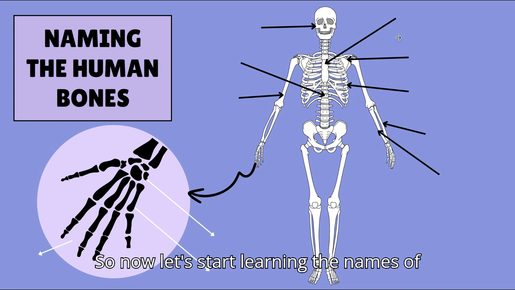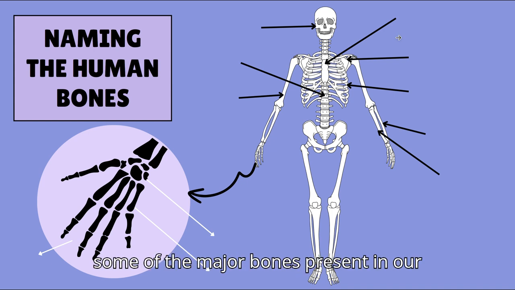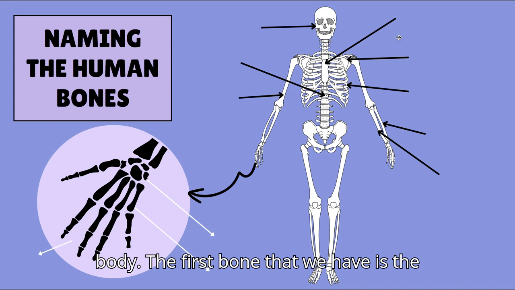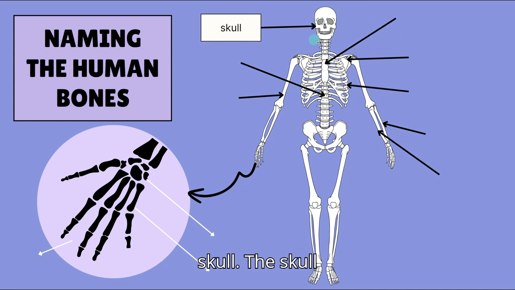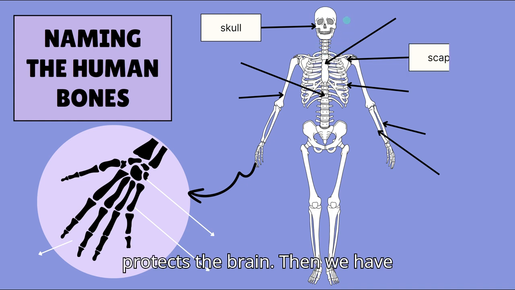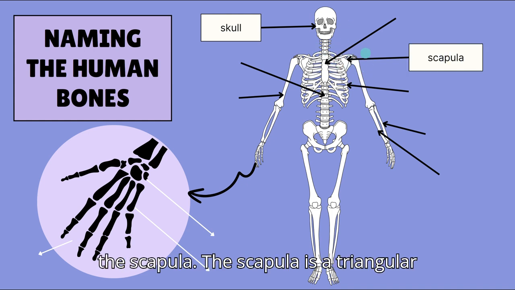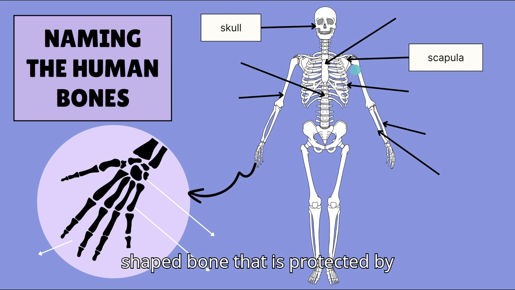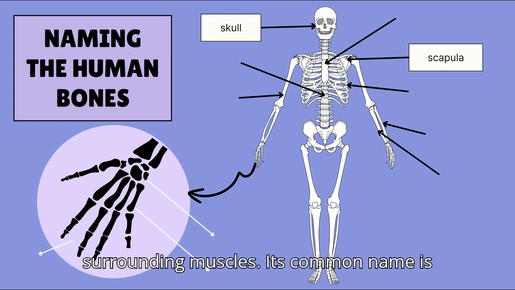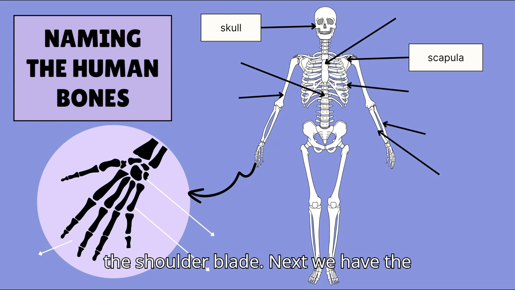So now let's start learning the names of some of the major bones present in our body. The first bone that we have is the skull. The skull protects the brain. Then we have the scapula. The scapula is a triangular shaped bone that is protected by surrounding muscles. Its common name is the shoulder blade.